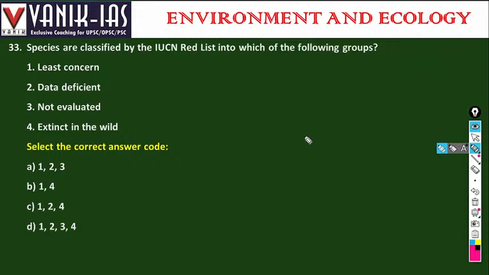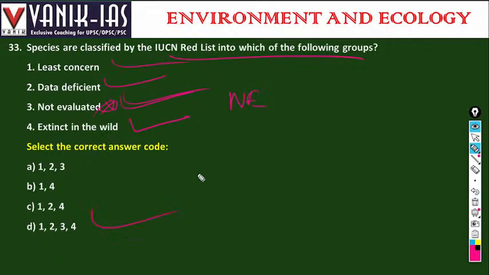Species are classified by the IUCN Red List into which of the following groups? Least concern, data deficient, not evaluated, extinct in the wild. Not evaluated, it is there also. Data deficient is there, and extinct in the wild is there. All are right here, right?